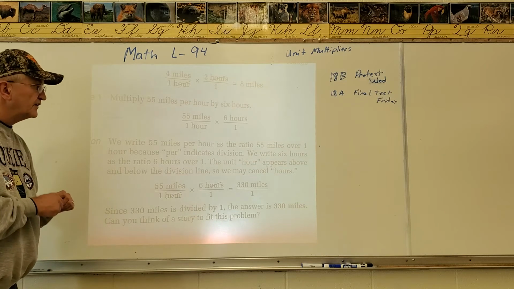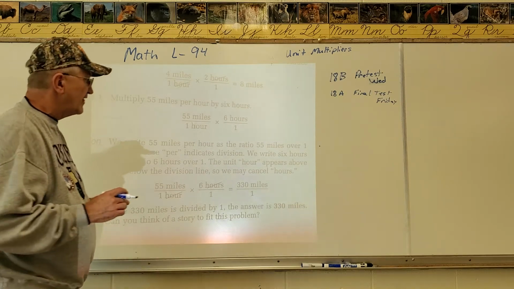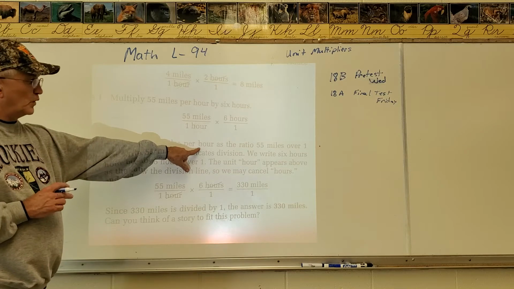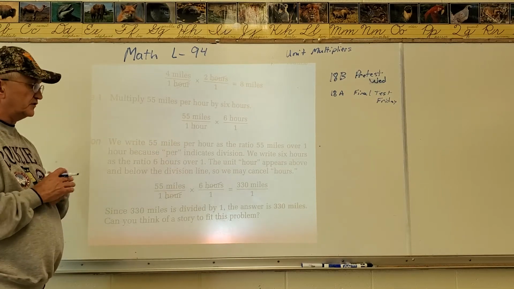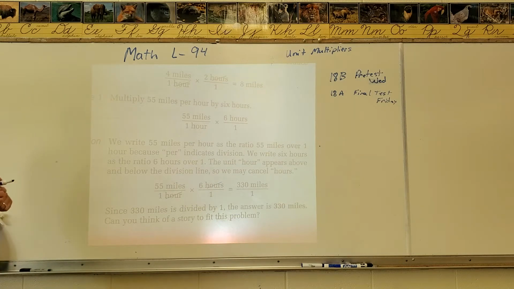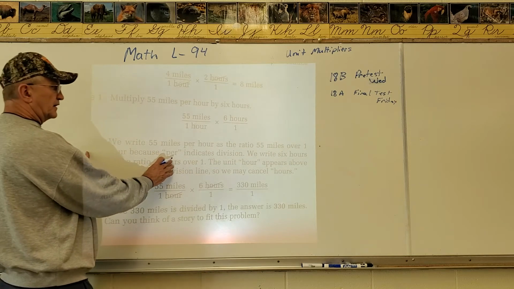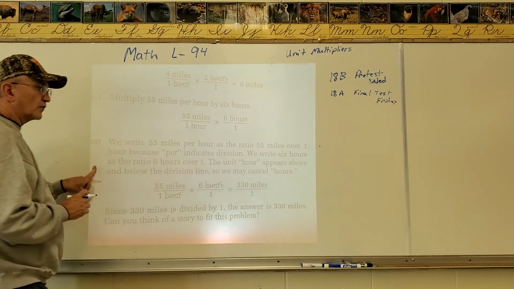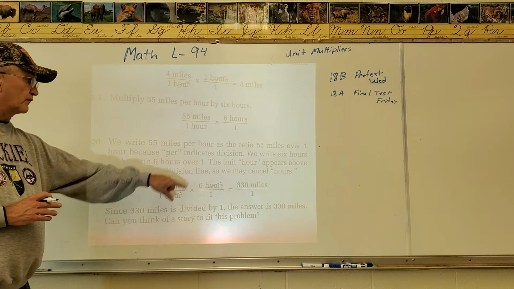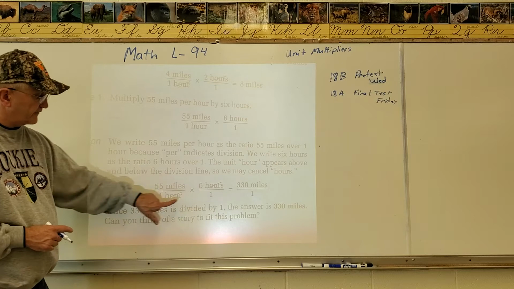If you notice, the ratio they give is in 1 hour. This is how they're using the word problem. I'm going to wait until the practice problems to do some of the actual work with you, because then we'll pick one that we can possibly work through together. You notice what they did. They got the unit multiplier, then they wrote out over 1 hour because per indicates division. We write 6 as a ratio over 1, 6 hours over 1.